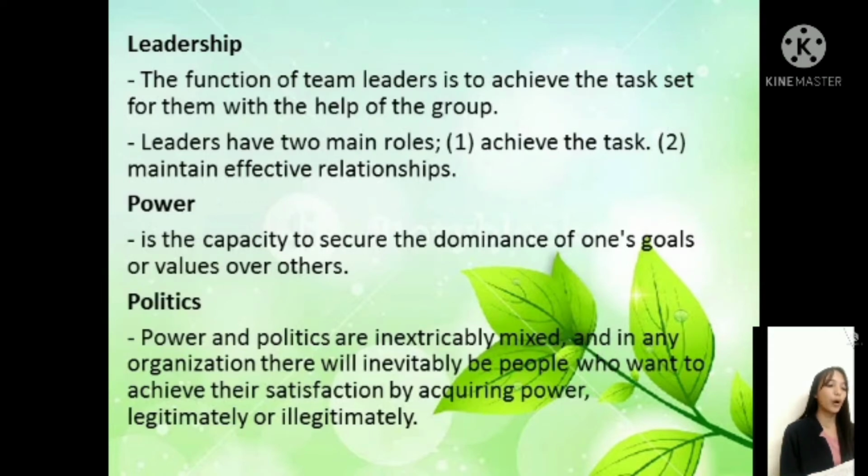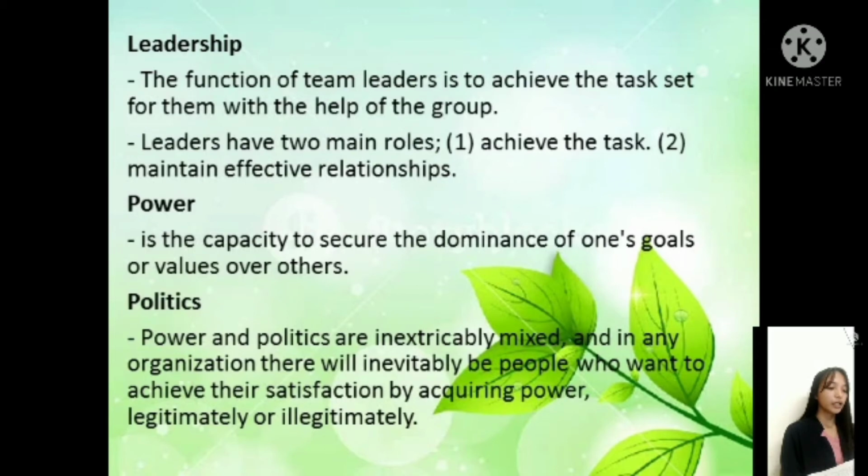The next one is power. Power is the capacity to secure the dominance of one's goals or values over others. Organizations exist to get things done, and in the process of doing this, people or groups exercise power directly or indirectly. The use of power in influencing behavior is a pervading feature of organizations, whether it is exerted by managers, specialists, informal groups, or trade union officials.